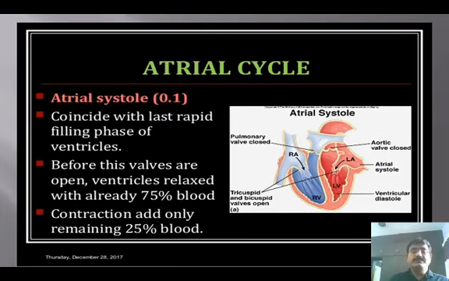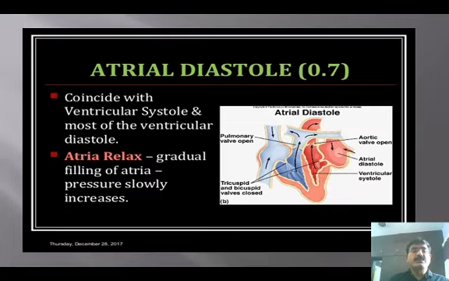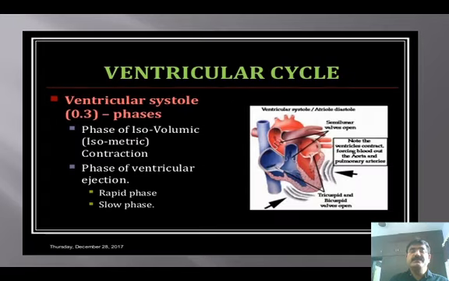Ventricular systole and most of the ventricular diastole have the ability to gradually fill the atria, and pressure slowly increases. Okay, now the ventricular systole is completed within 0.3 seconds. Okay, the phase of isovolumic, that is the isometric, contraction of the ventricle is about 0.3 second.